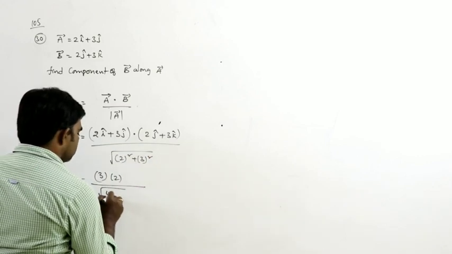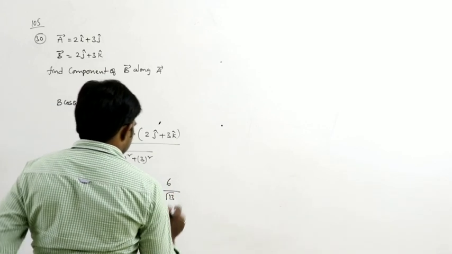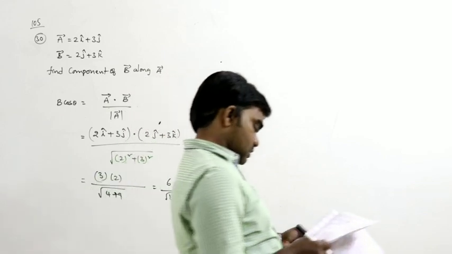So square root of 4 plus 9. So 6 by root 13. Simple, 6 by root 13. Next.